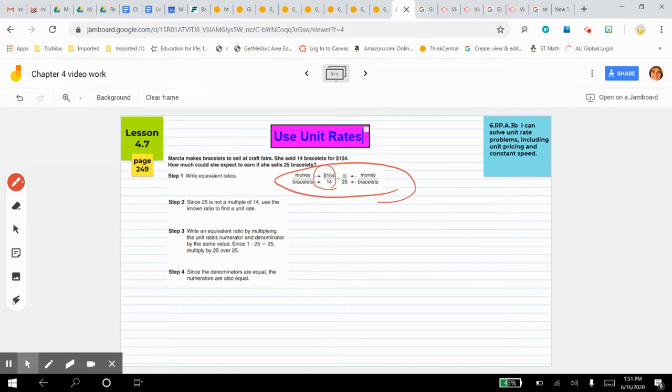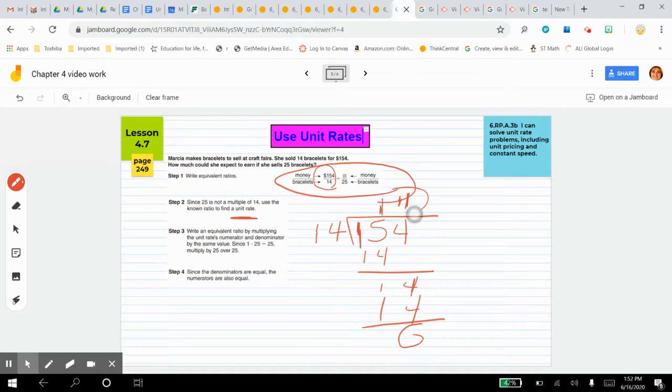Step 2 says since 25 is not a multiple of 14, we're going to use the known ratio to find the unit rate. So we're going to start in step 2 by taking 154, like we learned yesterday, and we're going to divide that by 14. Goes in there one time. That's 14. Subtract, bring down the 4. Goes in one time. Now that's 14. That works itself out.